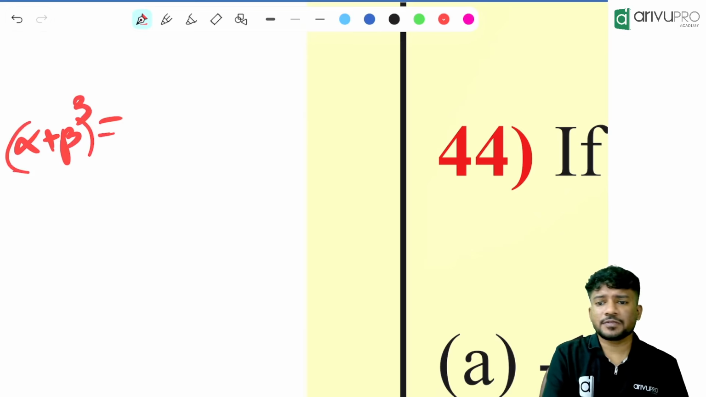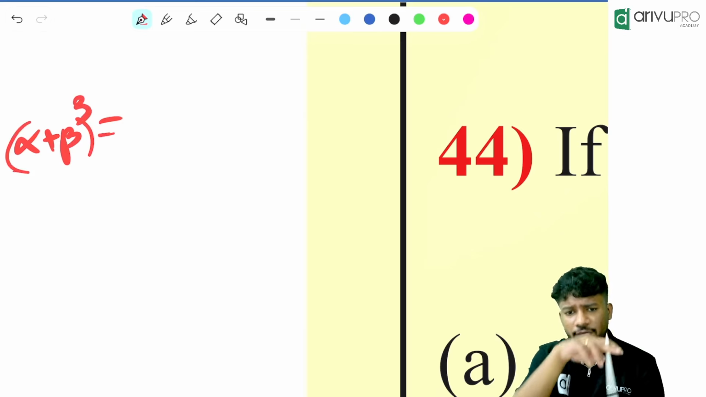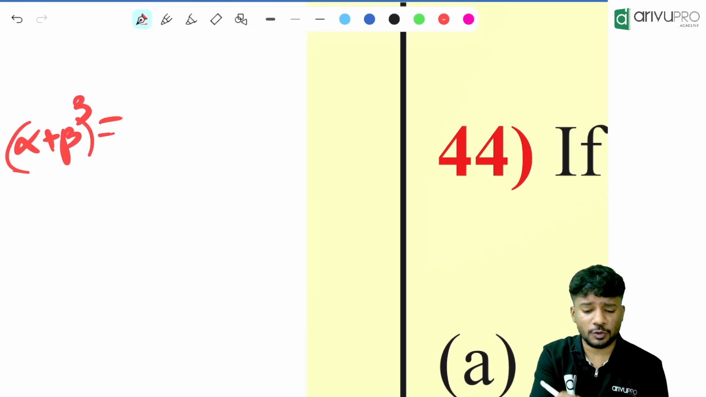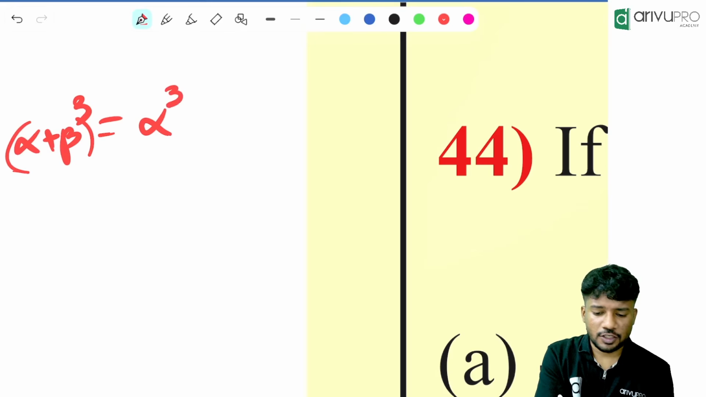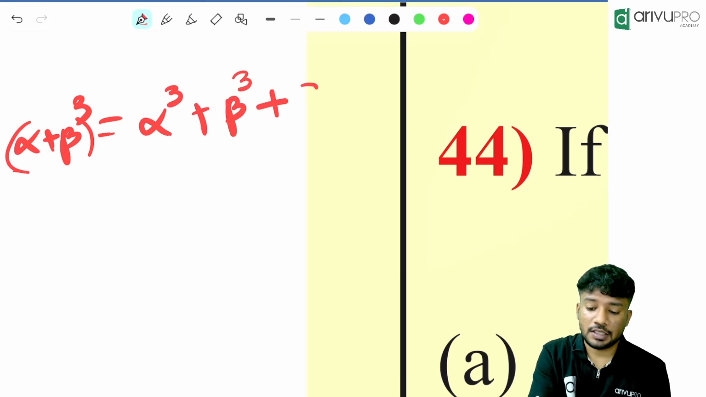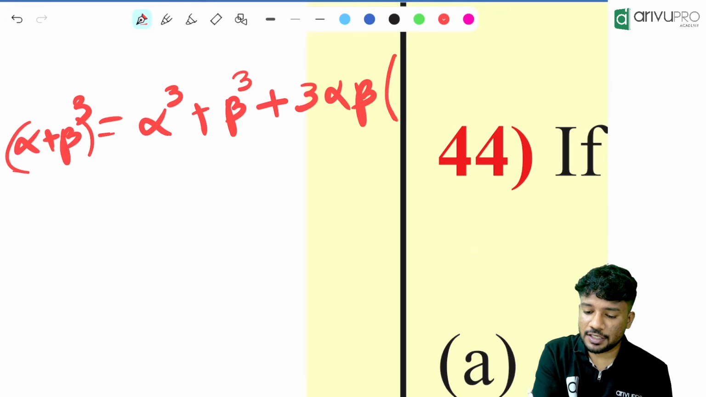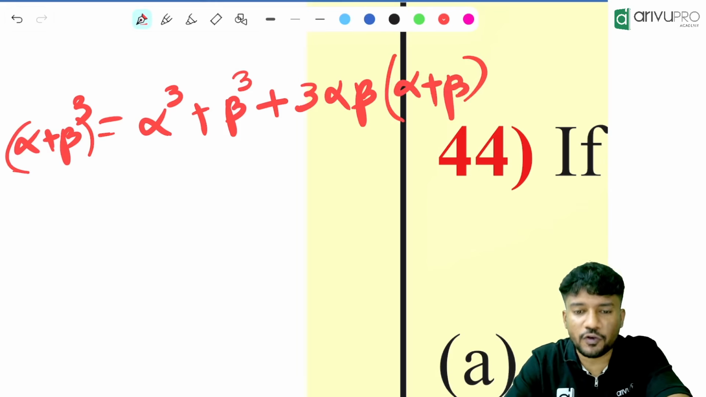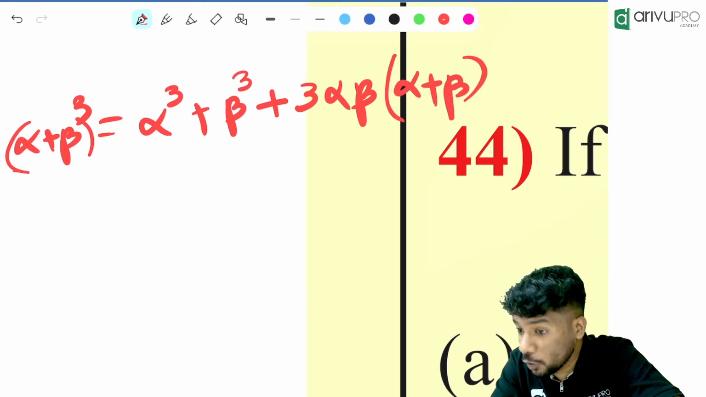You can tell me (a plus b) the whole cube. Same way, you can tell me (alpha plus beta) the whole cube, which we studied in school. It is alpha cube plus beta cube plus 3 alpha beta into (alpha plus beta). So this is the formula for (alpha plus beta) the whole cube.